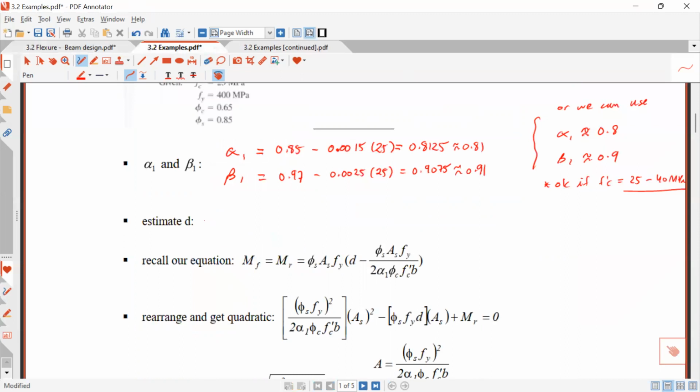Right, so let's estimate D. If you know the bar size, you know you're going to place it in one layer, you know the cover, and you know the stirrup, you can calculate the actual effective depth. But here, let's say we don't know that. So we're going to do an estimate of D. So let's use an estimate.